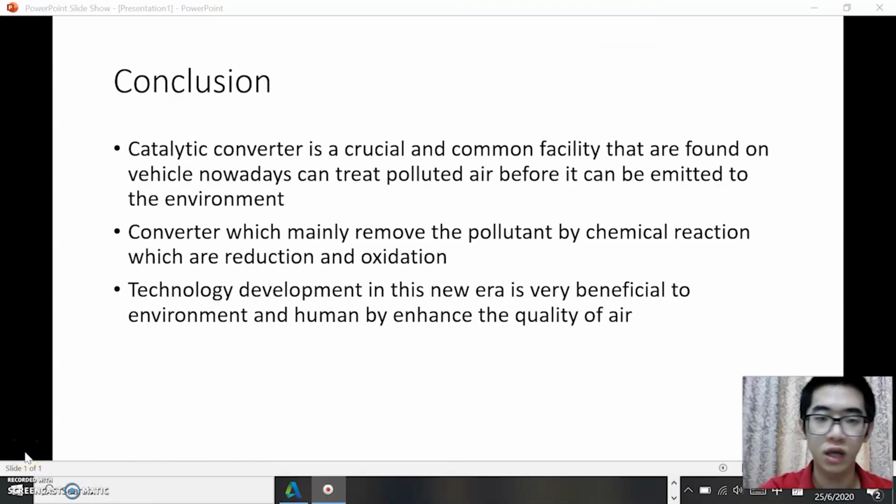Okay, so as a conclusion, the catalytic converter is a crucial and common facility found on vehicles nowadays that can treat polluted air before it is emitted to the environment. It mainly removes pollutants by chemical reactions, which are reduction and oxidation. The technology development in this new era is very beneficial to the environment and humans by enhancing the quality of air. As future engineers, it is very important for us to manage this technology well, to enhance the quality and also to prevent harmful and unsafe pollutants to the environment.